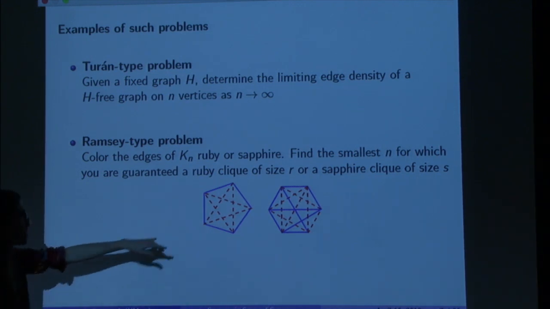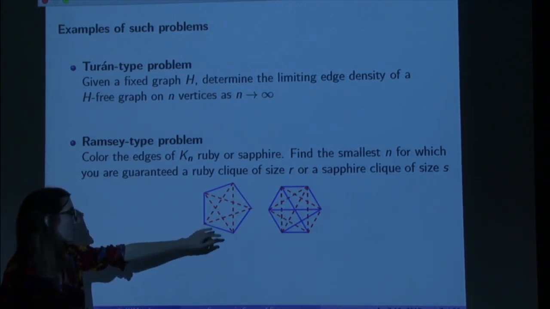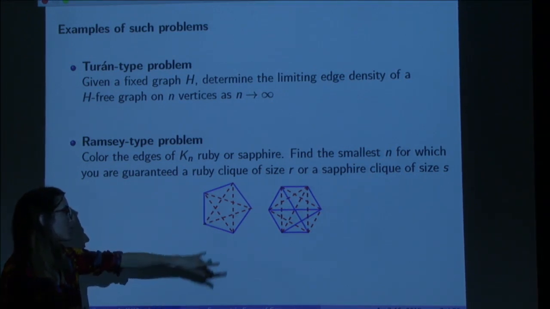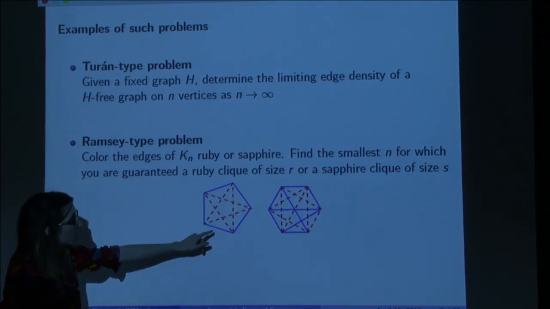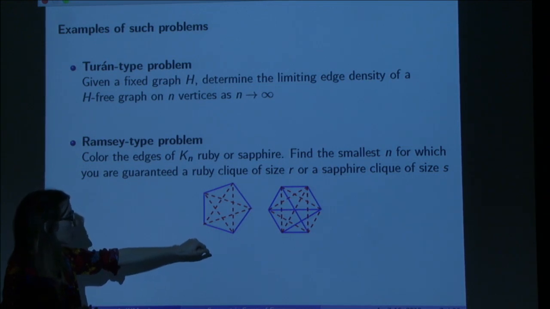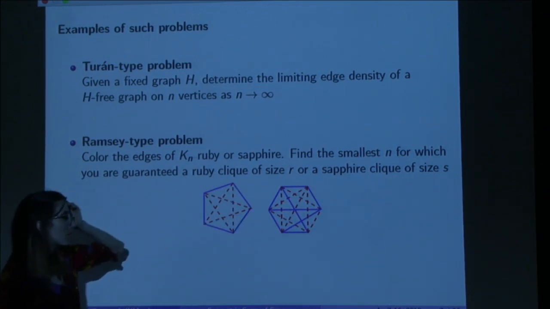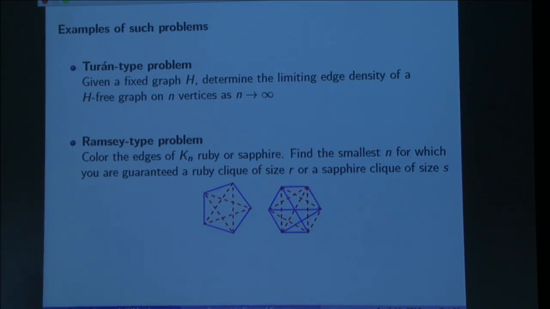With 5 people, it wouldn't work. If I say that red is people don't know each other, blue they know each other, then here there are no 3 people who mutually know each other or mutually don't know each other. Whereas for 6, no matter how I color it, I would find a monochromatic triangle.